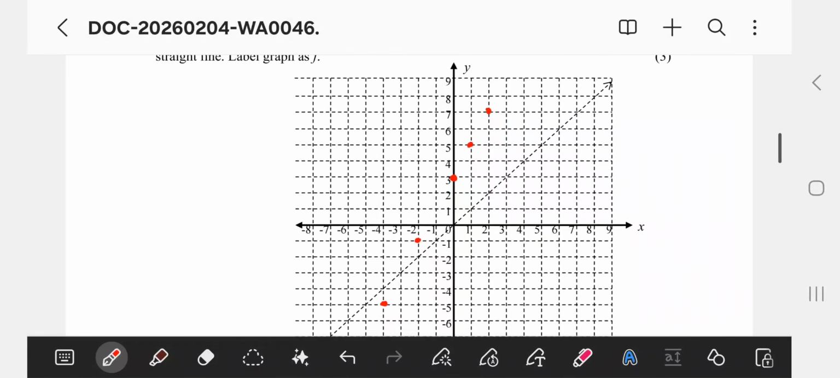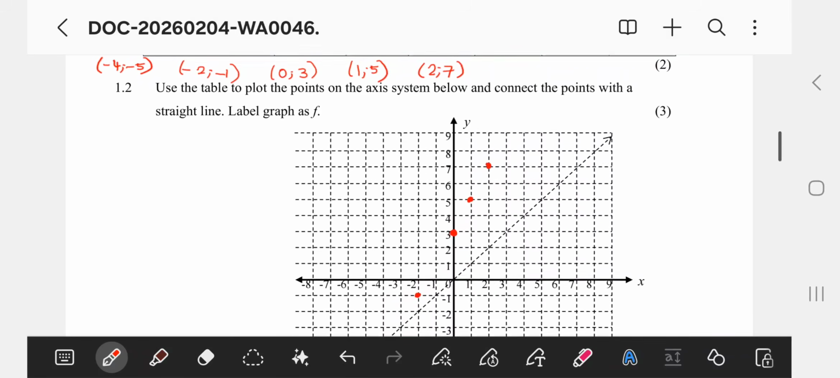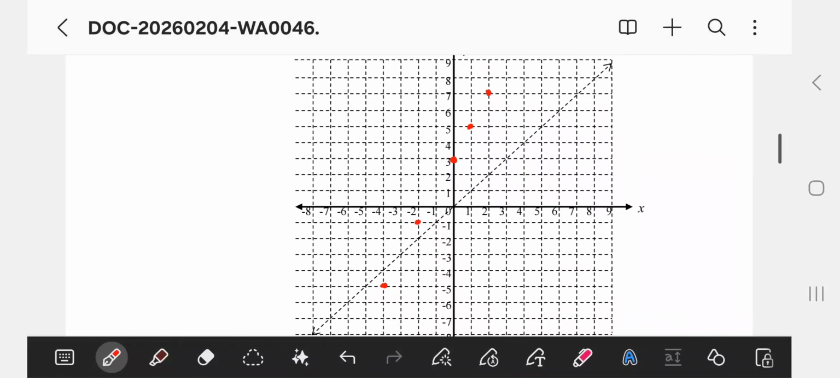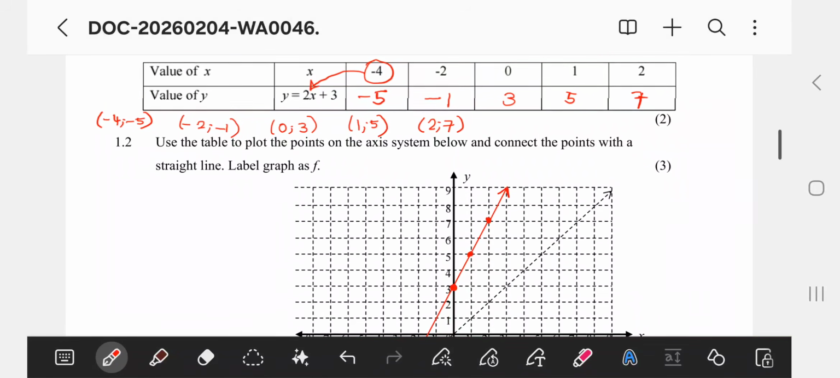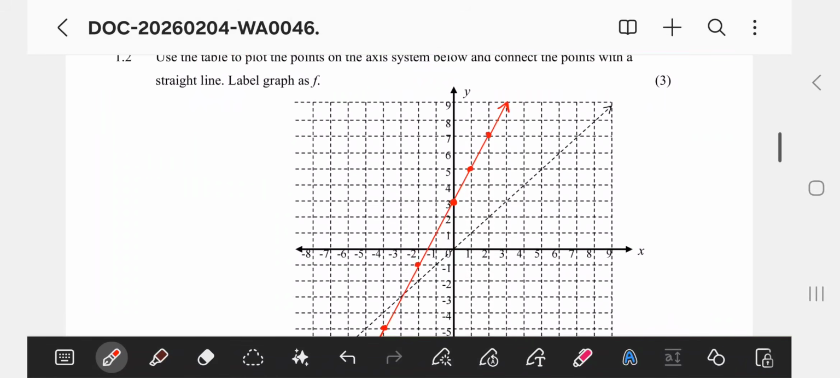And I know it may look a bit odd because they actually have skipped some values. They didn't give you a point for negative 3 or negative 1, but that's fine. These are more than enough points to draw the straight line. So all I'm going to do is join these points with a straight line. So that is what the graph is going to look like. And they say label the graph as f. So somewhere next to this, we are going to label it f.